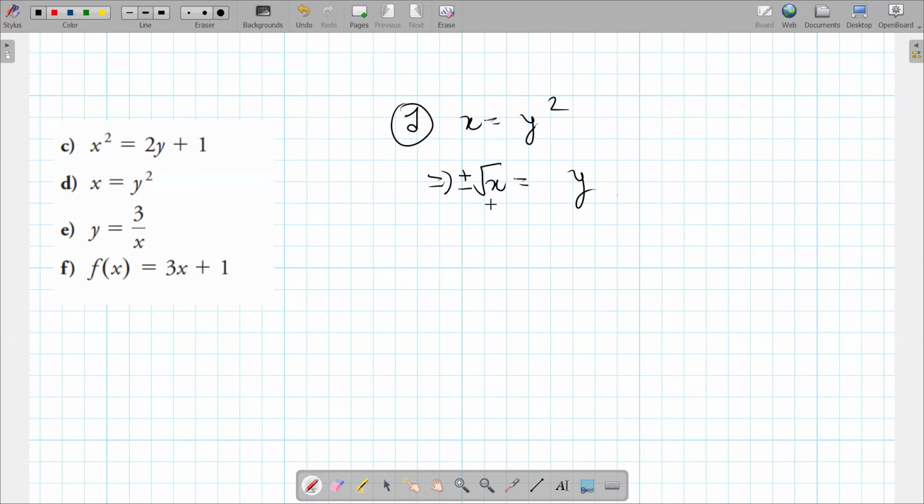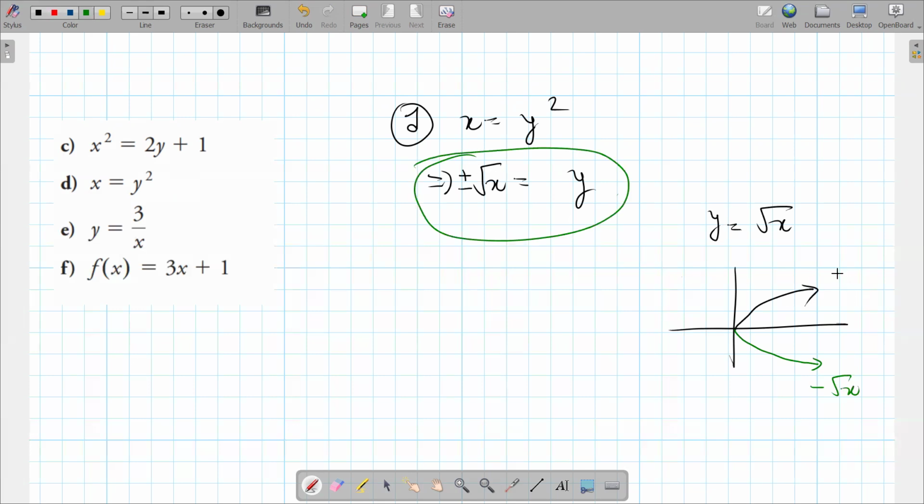So we have a square root function. Remember, y equals root x looks like this. Y equals negative root x was just a reflection on the x-axis, so it'll look like this. So on the bottom, we have negative root x, and on the top, we have positive root x. And y is a combination of both of these functions.